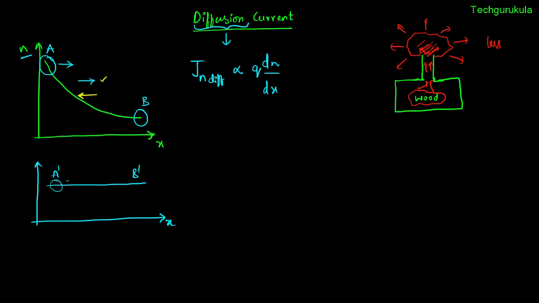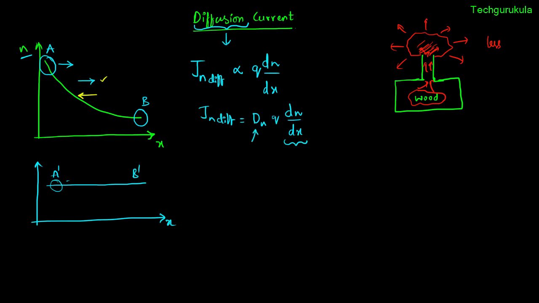As it is directly proportional to, we're going to take a proportionality constant, which I'm going to call D suffix n, which is called the diffusion coefficient of electrons. So we have the other terms, which is q times Dn dn/dx. Now this is the diffusion current density of electrons. And this diffusion current is primarily driven by the carrier concentration gradient.